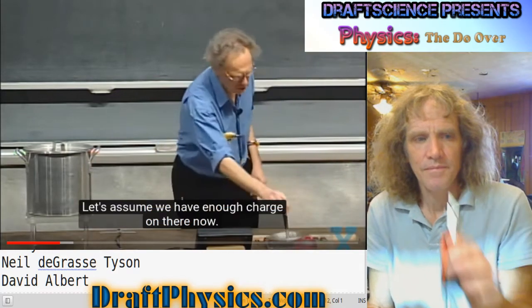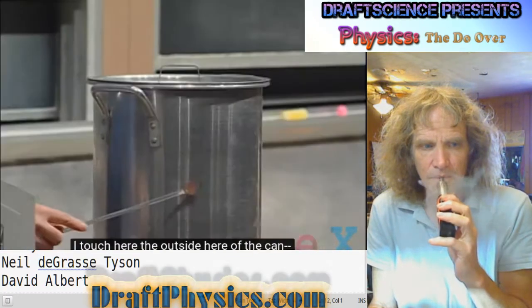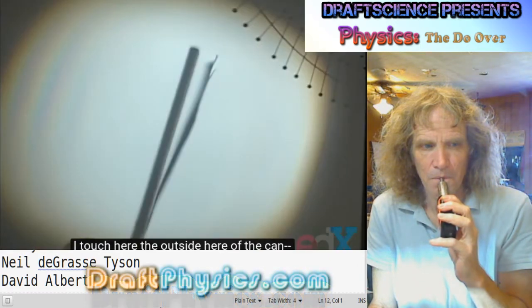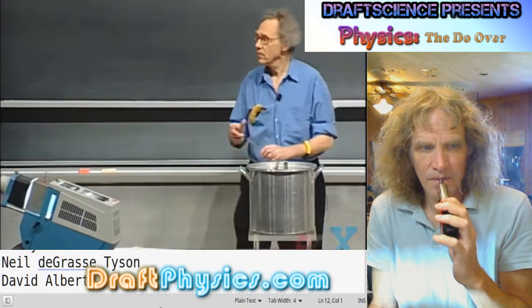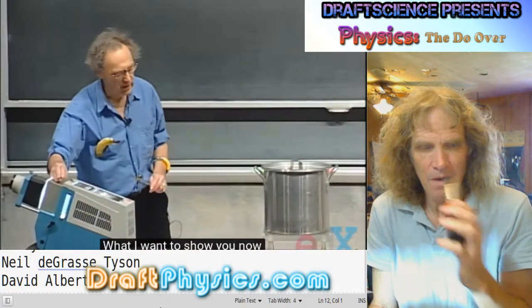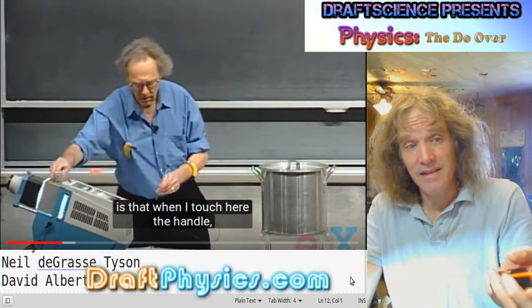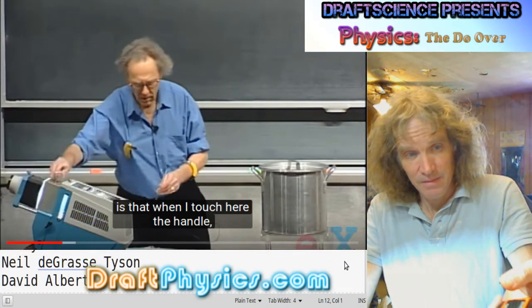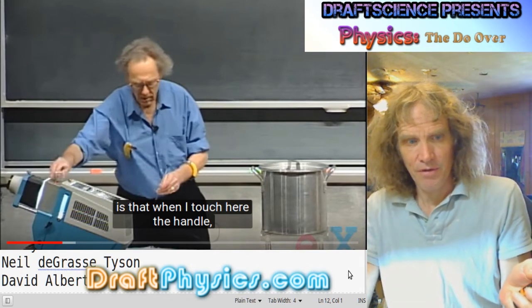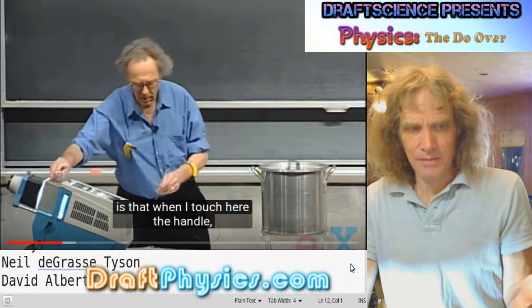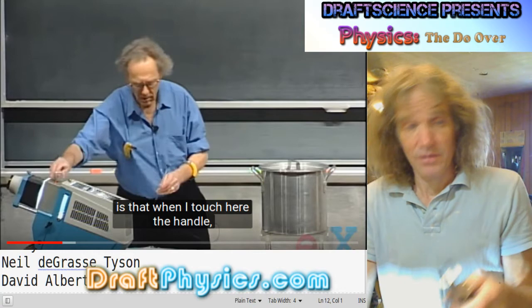And once more. Let's assume we have enough charge on there now. Here is my little spoon. I touch the outside of the pan, and go to the electroscope, and you see a little charge. It's very clear. What I want to show you now, qualitatively, is when I touch the handle, by his math, this number should be gigantic, because this circumference is huge compared to this one. So it's a lot more than 5 or 10 times, but he's not going to give us that kind of qualitative answer.